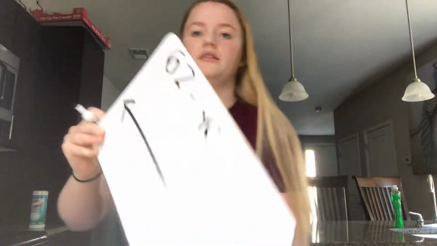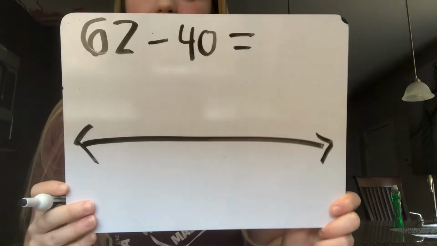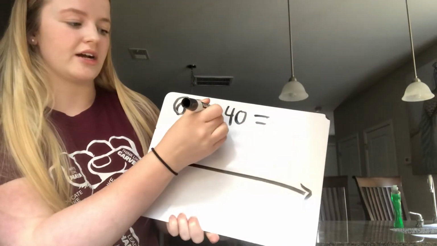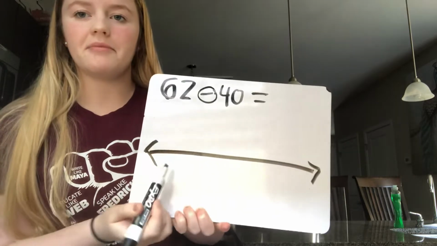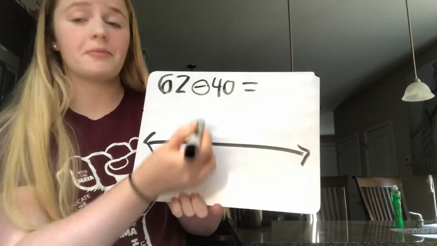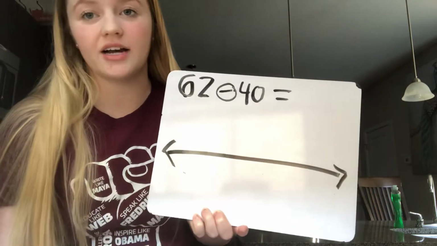Let's try 62, take away 40. Go ahead and copy that equation down. And go ahead and start with your open number line. All right, it should look something like this. Except this time, I see that the sign is subtraction. Last time, I put my number down here on this end because I was adding and I needed to jump forward to add each time.